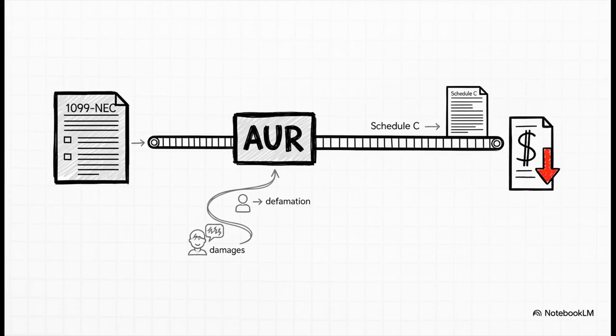The IRS's Automated Underreporter program, the AUR, runs on a very simple rule. If it sees a Form 1099-NEC, it just assumes it's business income. That means the computer is automatically looking for a Schedule C, and it expects to see self-employment tax paid on that income. The system just doesn't know any better. It has no way to ask, hey, was this payment for actual services, or was it for something totally different, like damages from a defamation lawsuit?